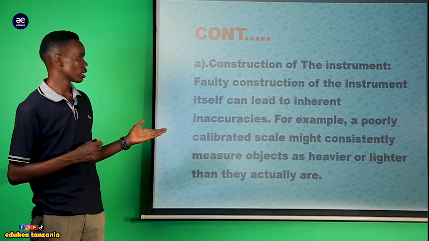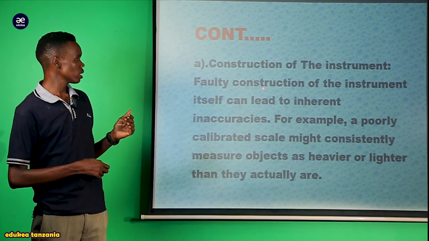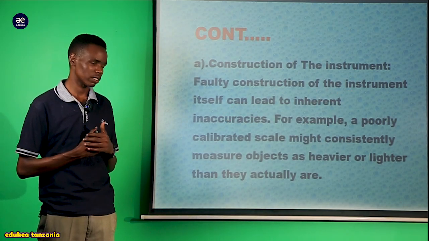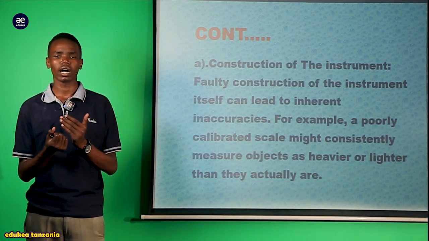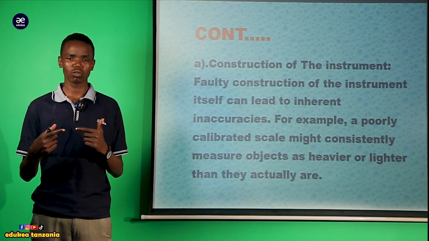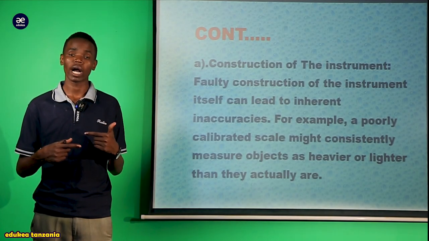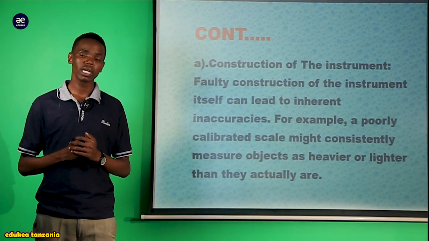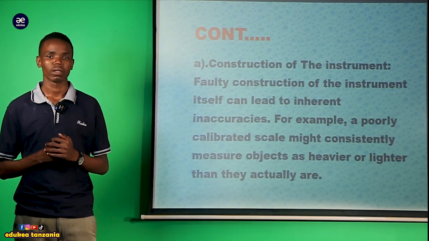As you can see here, the explanation is that faulty construction of the instrument itself can lead to inherent inaccuracies. Some of the instruments during the preparation, during the construction, are faulty. Kufaulty it means kwamba zinakuwa zinapinda. Baadhi ya vifaa vinakuwa na tabia ya kuweza kupinda wakati wa kuchukua zile measurements. So through that you may obtain the incorrect values, the errors.